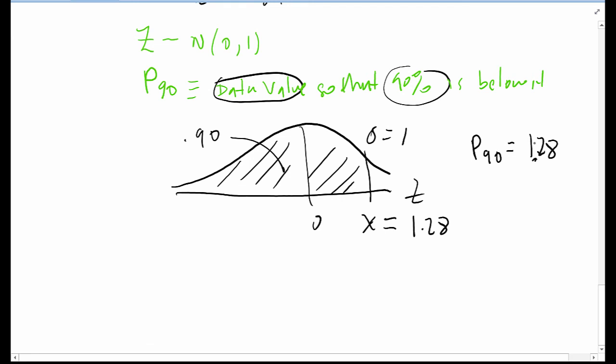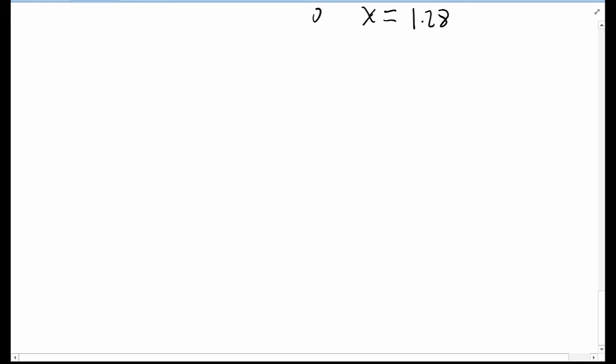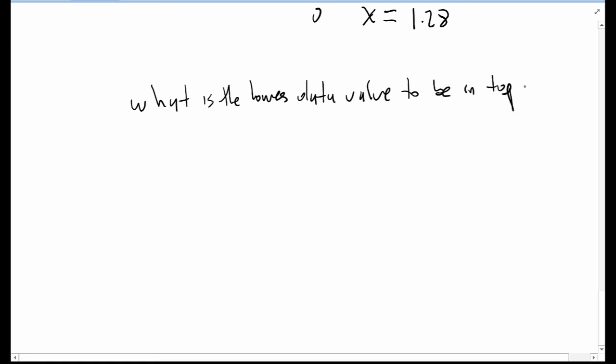All right. Let's do another example. We can do the exercises this way also. For example, what is the lowest data value, let's say, to be in the top 15%?